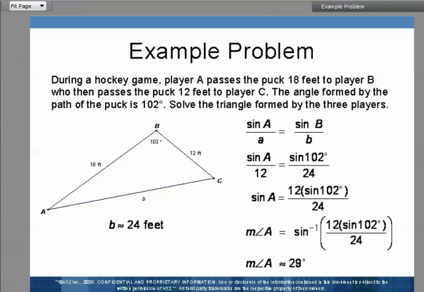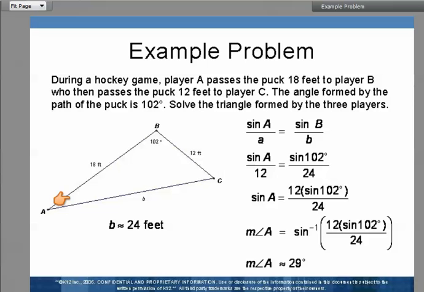Okay? Now, we know that B is 24 feet. We can use the law of sines to say that the sine of A, this angle over here, sorry, N, thank you, angle A, this one right down here, divided by 12 will be equal to the sine of 102 divided by 24. Cross multiplying and dividing, I find that angle A is 29 degrees.